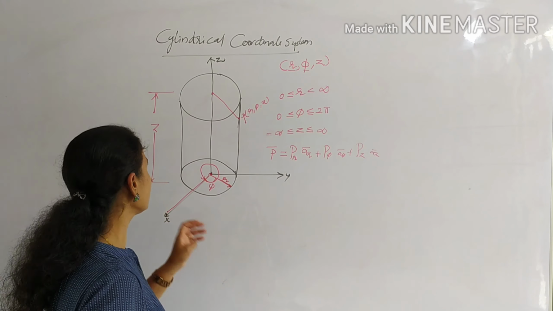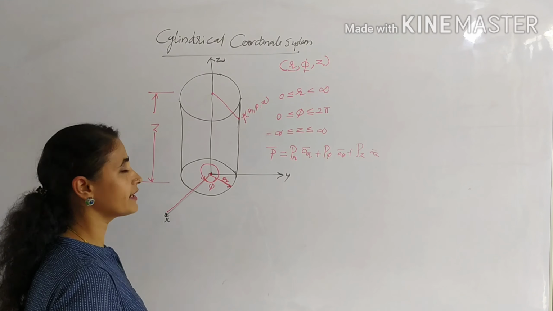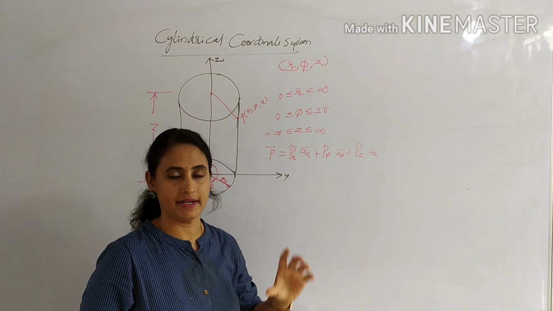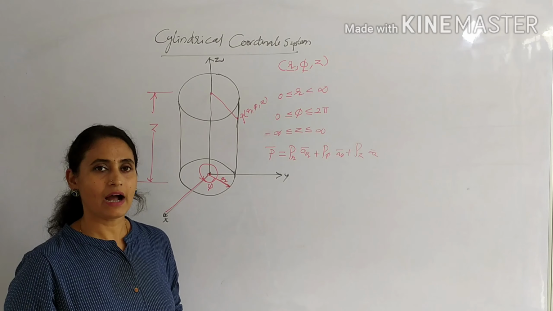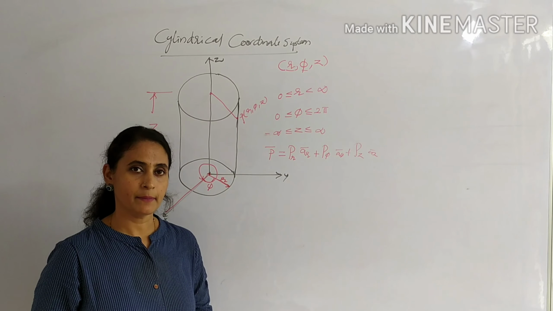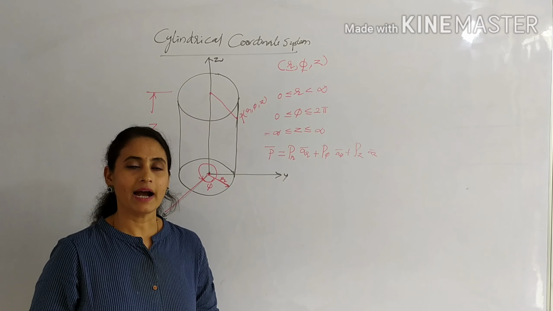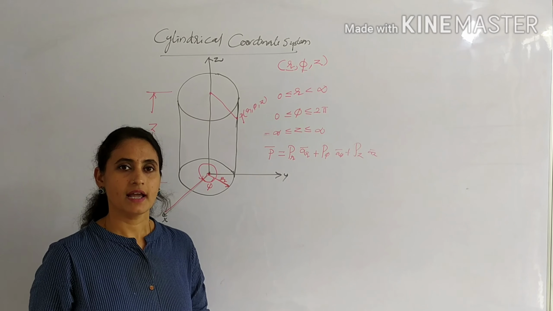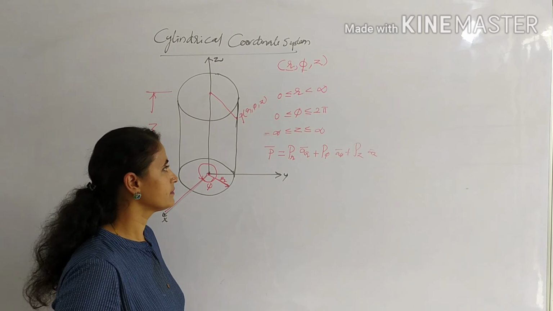In last class, we discussed the cylindrical coordinate system and the coordinates R, phi and Z. Now, we will see how the differential elements can be obtained in the cylindrical coordinate system, how to write an equation for differential length, differential surface and differential volume.